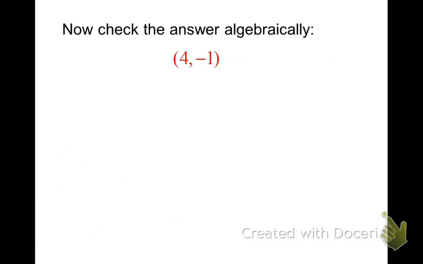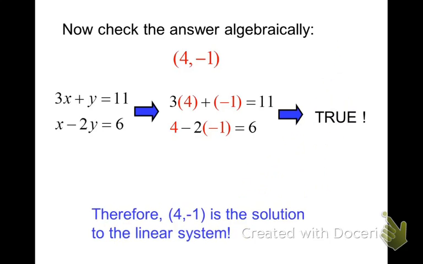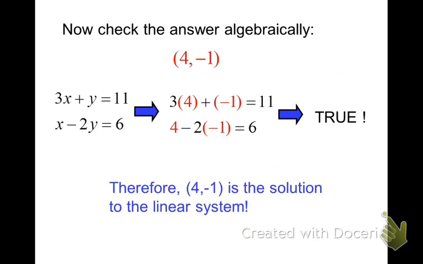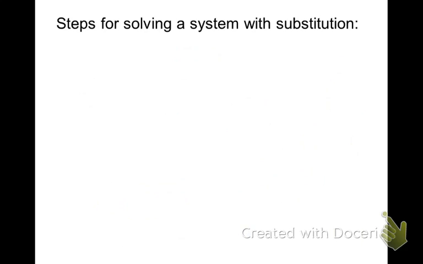To do that, we're going to plug 4 in for x and negative 1 in for y in both equations. When we do this, the top equation has 11 equals 11, and the bottom equation has 6 equals 6. So 4, negative 1 is the solution. That is one example problem on how to solve a system using the graphing method. So 7.2 is going to be on solving systems by substitution.